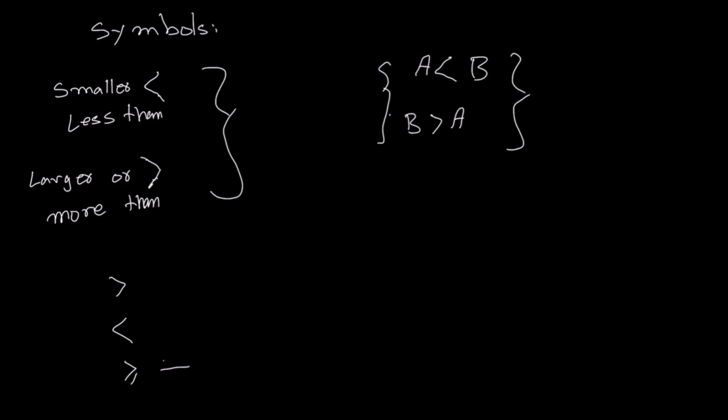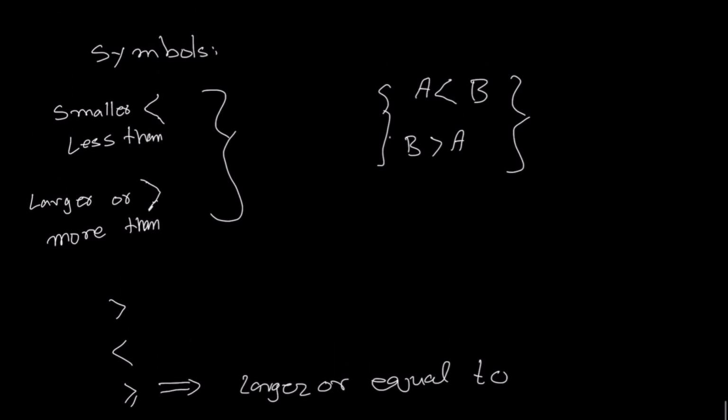There is also this one. This is said larger or equal to. So this consists of these two: larger or equal. So this side is larger and this is equal.